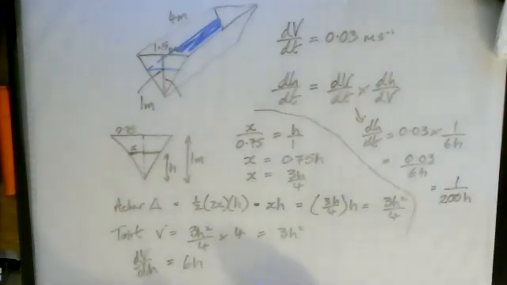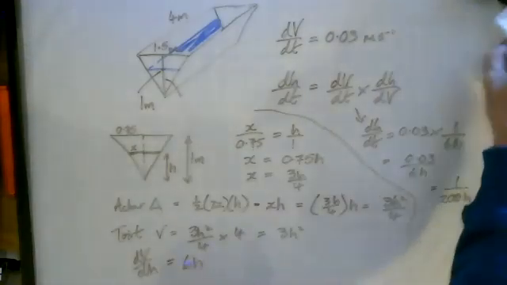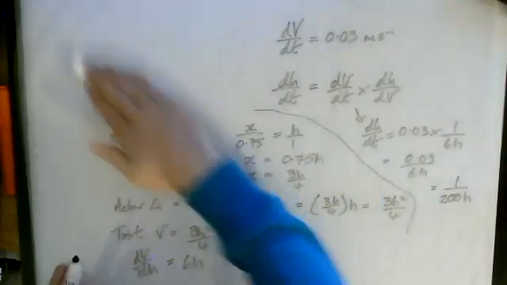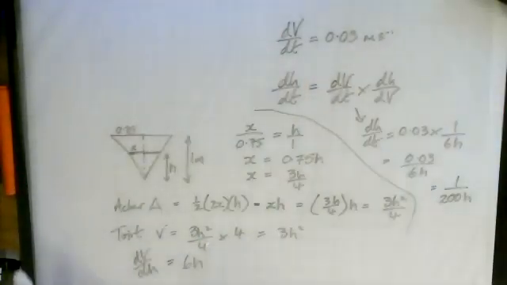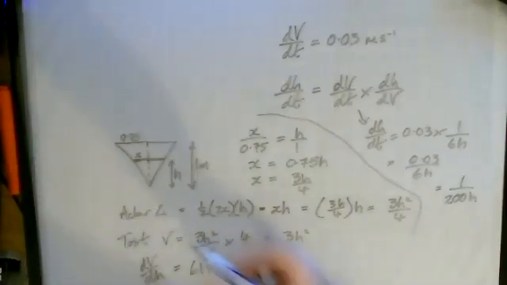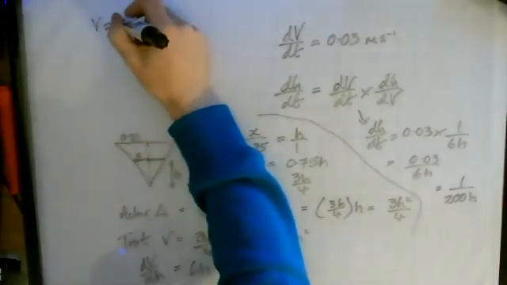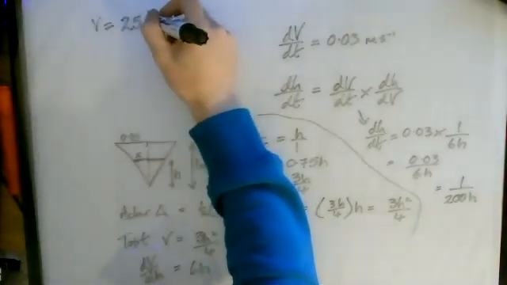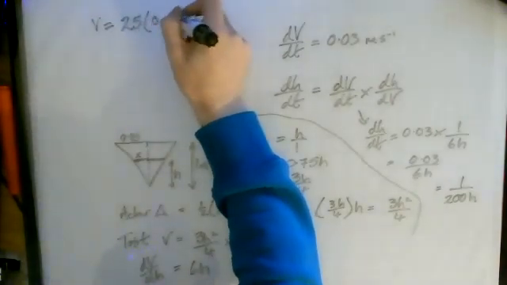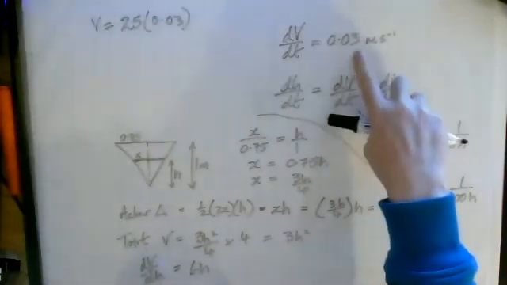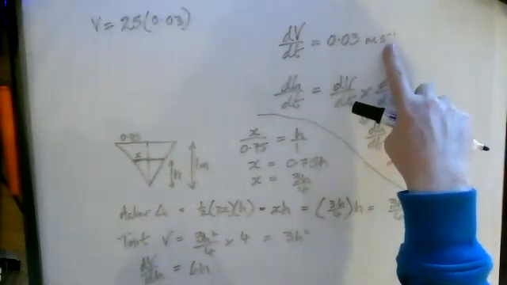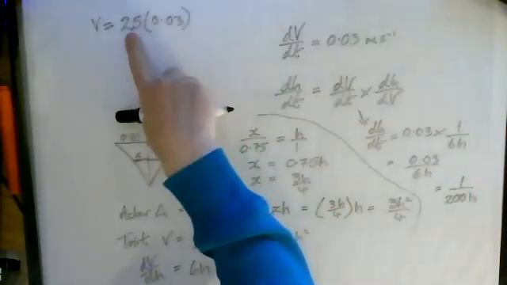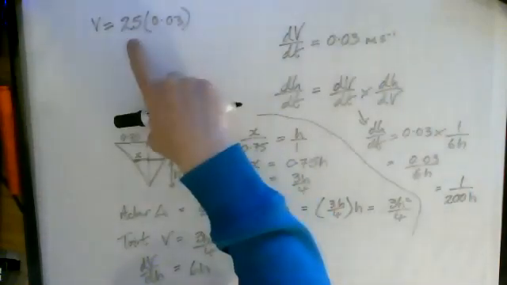So the question says the water has been running for 25 seconds. So I'm just going to draw more of the diagram. So what is your rate of water filling per second? So the volume V equals the filling rate 0.03 meters per second. I guess that's your rate of water filling per second.